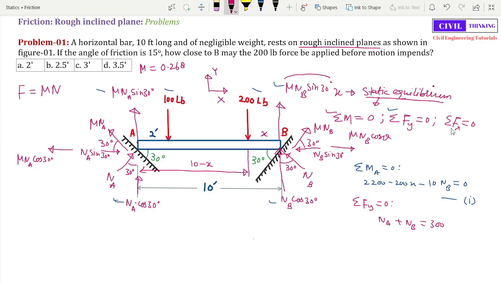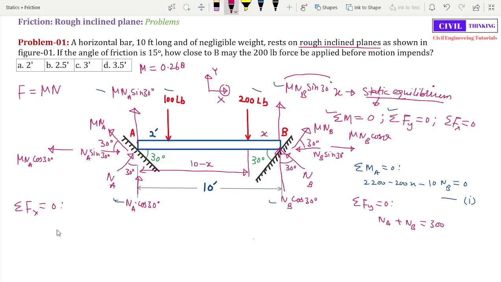Now we will apply summation of forces in the x direction to be 0. Now this mu Na cos 30 degree is negative, okay, because it's opposite to this. This is positive and opposite to it is negative. So it is negative. Now Na sine 30 degree is towards the right, so it is positive.